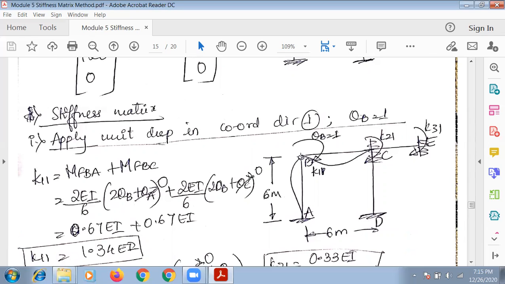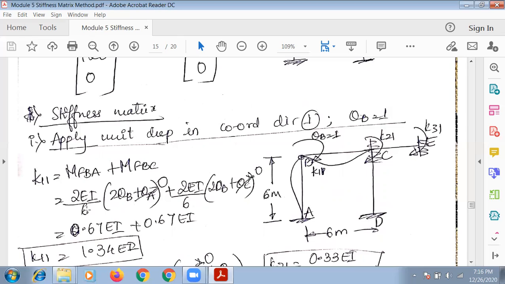Because you're applying this rotation, AB and BC are affected. So it is MFBA and MFBC. Again, be careful when you're writing this. MFBA is not equal to MFAB. Always start from the joint from where you start. That should be the first point. So that is MFBA plus MFBC.